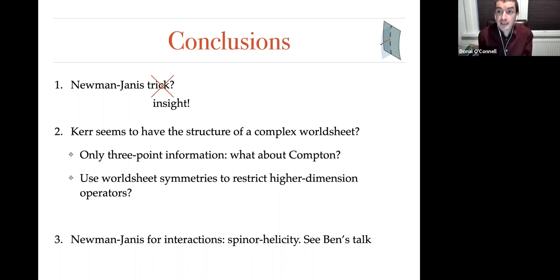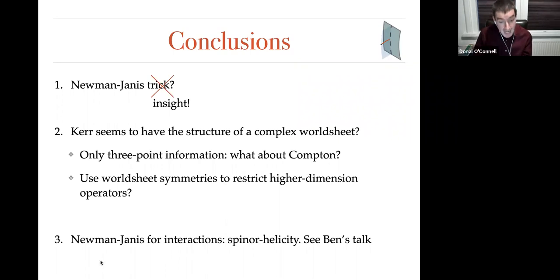Now, if you do that, then it seems that you encounter a complex worldsheet. That seems pretty weird, but on the other hand, maybe we can take advantage of it. Perhaps, if you take this worldsheet really seriously, the symmetries of this worldsheet can constrain higher dimension operators that you could add. For example, these would be things that would be relevant to the Compton amplitude, like the 4-point amplitude for a spinning particle. Something I'm very interested in.